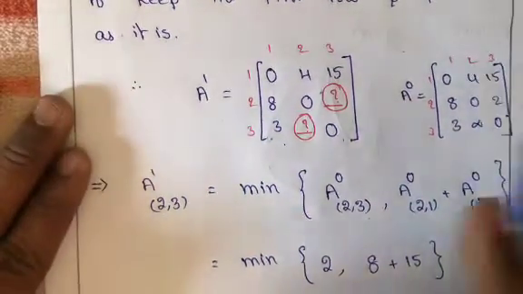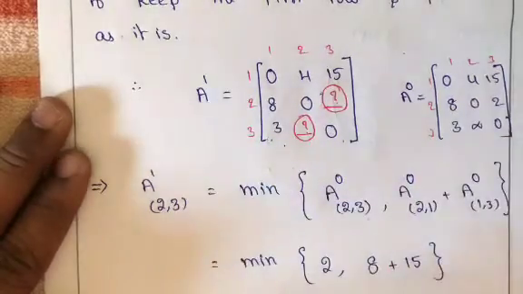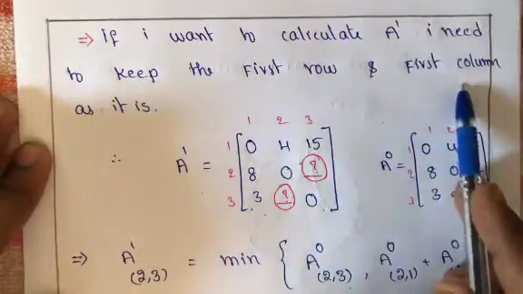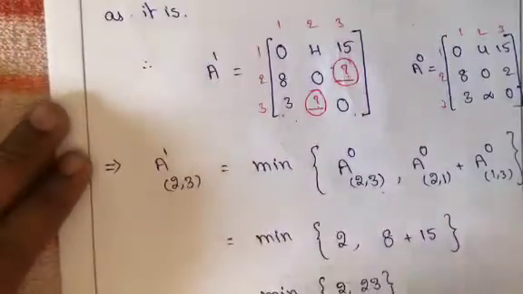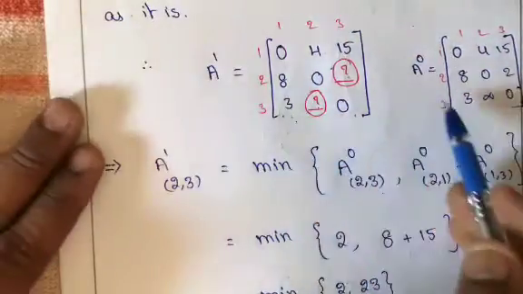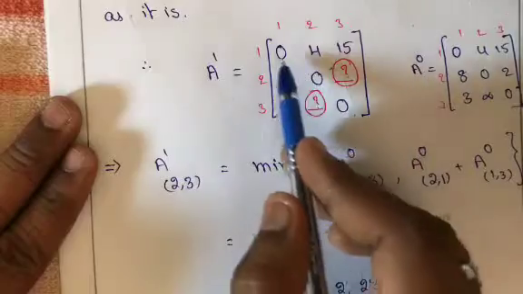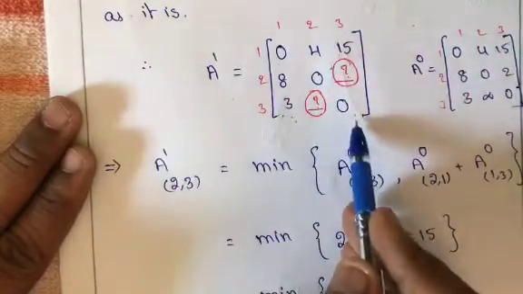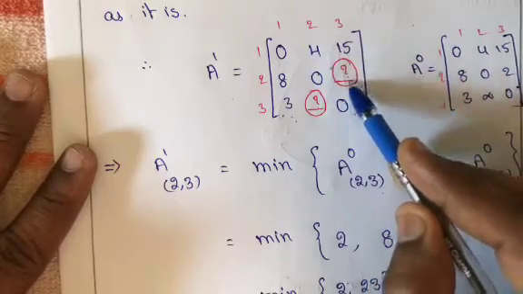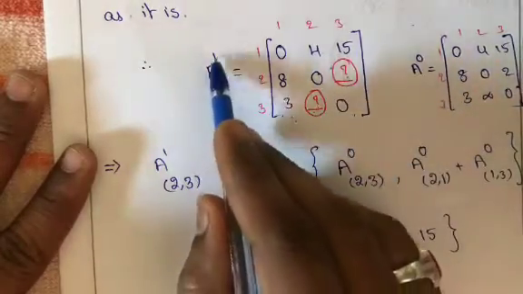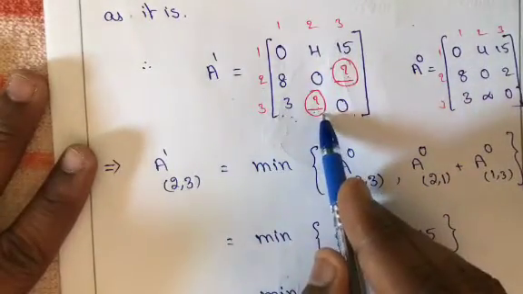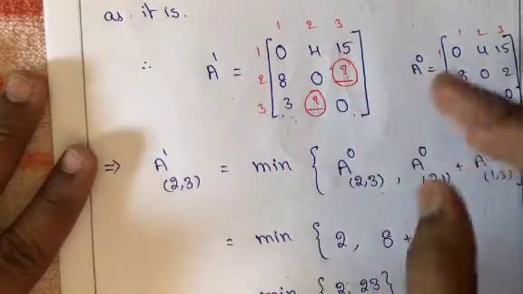So when I am going to calculate A1, I need to keep the first row and first column as it is. So the first row as well as the first column as it is, which is present in A1. And all the diagonal elements should be 0. So in such a way I need to identify 2 elements, that is A1 of 2 comma 3 as well as A1 of 3 comma 2, right, based on A0.